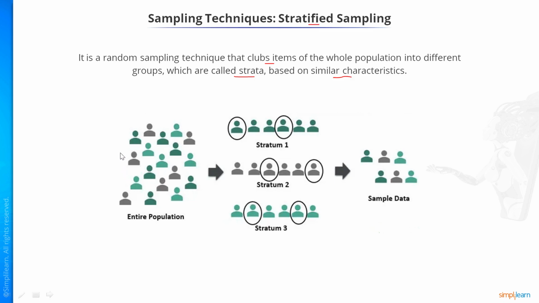So here we have the entire population, as you can see here. We have created three different strata: Stratum 1, 2 and 3. Now these strata are created based on participants who have similar characteristics. And now we are creating samples from each stratum so that in the sample data we have participants from all the groups.